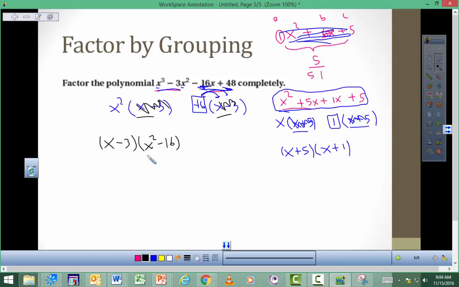So the question is, are we done? No, we're not done because this is a difference of 2 squares. So I think you're starting to notice that we have to keep factoring. This is going to factor to x minus 4 and x plus 4. And then finally this is going to be x minus 3. Wow. So that's how you do factoring by grouping.